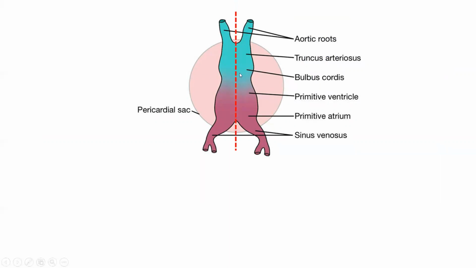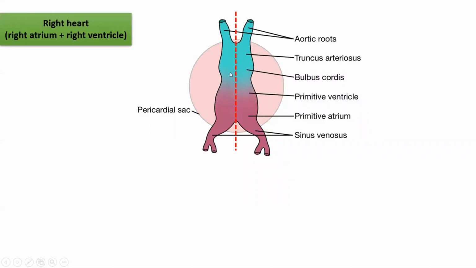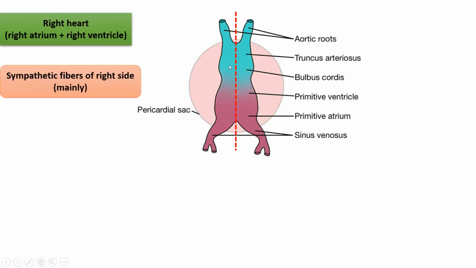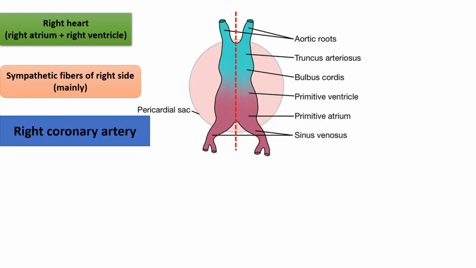The right half of this primitive heart tube gives rise to the right heart, that means the right atrium and right ventricle. This right heart receives sympathetic supply mainly from the right side, and it receives blood supply from the right coronary artery.